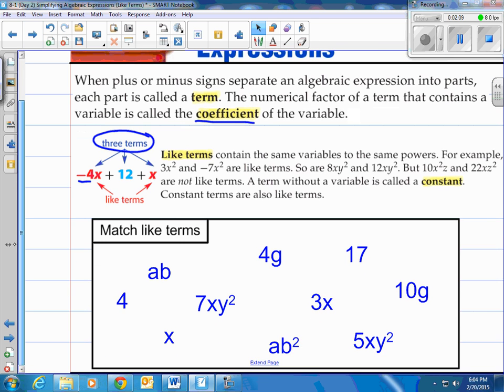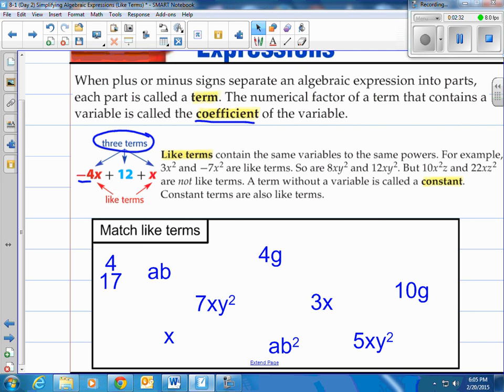Real quick matching game here. Watch me match the like terms. You can try to do this in your head right now and say which ones go together. I'm going to start with this 4 just because it's over on the left. And this 4 matches up with any other constant number just by itself. So I see 17 by itself, so those two go together.